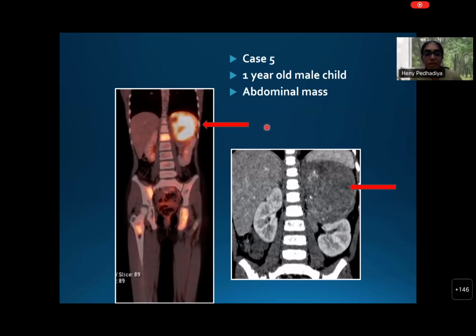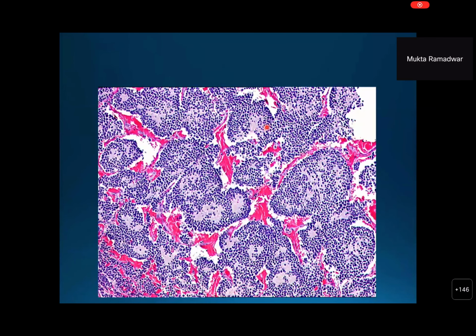Carry on. This section shows islands and nests of small blue round cells, which are separated by thick fibrovascular septa. Individual cells are small round cells having round hyperchromatic nuclei and scanty cytoplasm. And ma'am, a few Homer Wright pseudorosettes are seen with centrally placed neuropil.